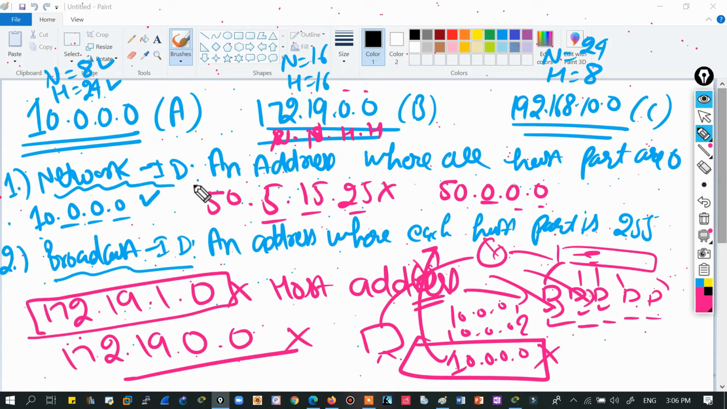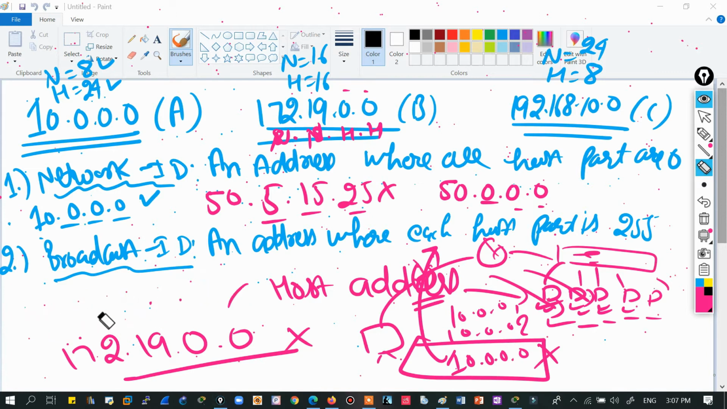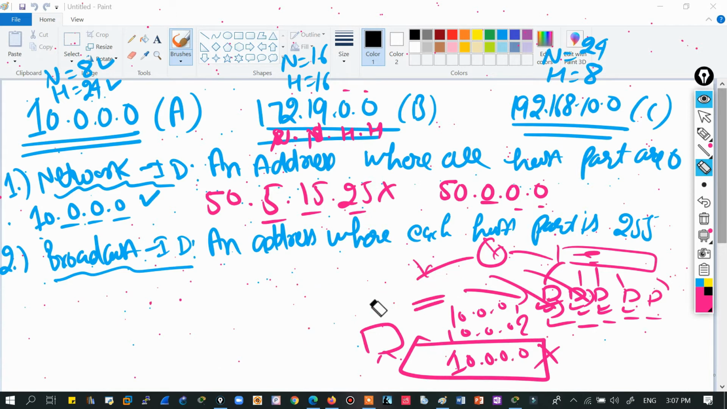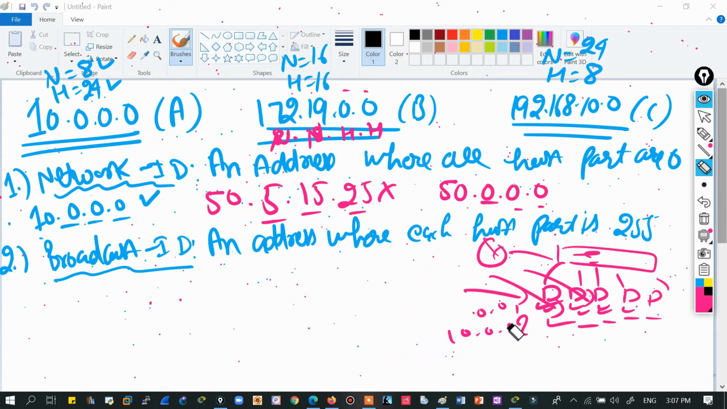I hope this point is clear to you: why we don't use the network ID on end devices, and how to identify the network ID and the host ID. Everything else, other than the network ID and broadcast ID, is your host ID. A host address can be configured on your PCs, servers or phones. So that is the network ID. And what about the broadcast ID? Broadcast ID means where all of the host part is at its maximum, 255.